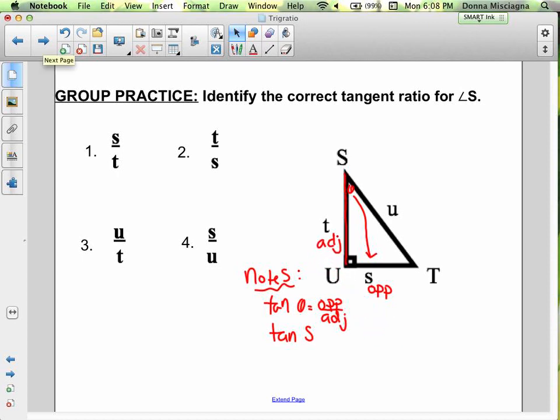And so our tangent ratio for angle S is going to be S over T, and that would be the correct answer. So in your notes, you can write the tangent ratio for angle S. You can label the triangle, and you can circle the right answer. All right, so the opposite side is side S, and the adjacent side is side T.